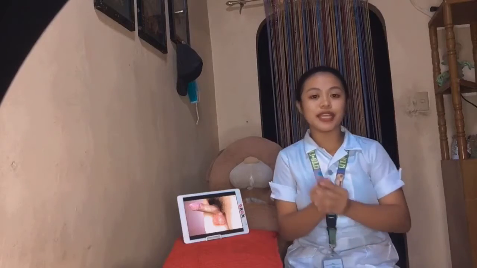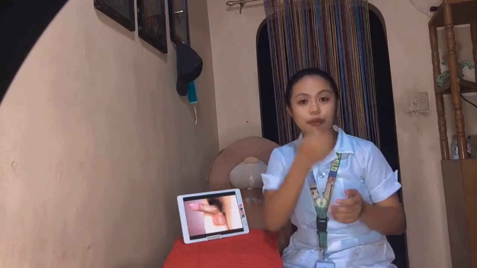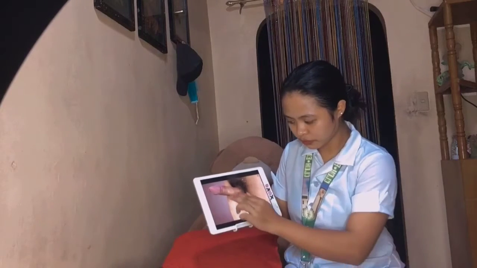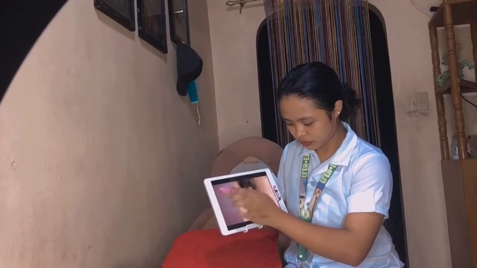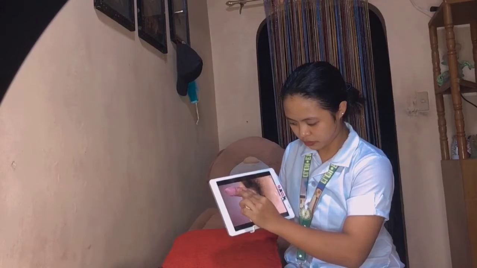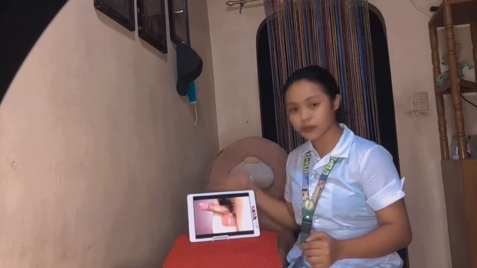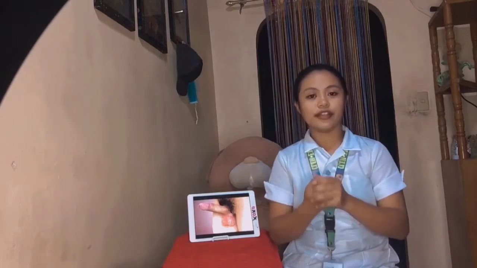Okay, for the next procedure, we will now proceed to palpating. Now we will palpate the penis for tenderness, thickening, and nodules. Here, we will use our thumb and first two fingers. Okay. So, the penis is soft, flaccid, and non-tender. Everything is normal.